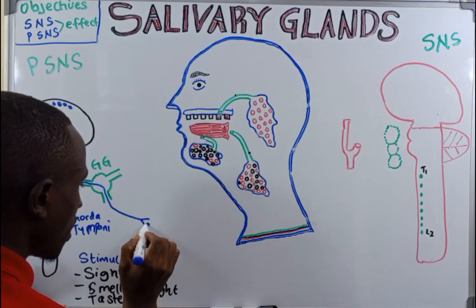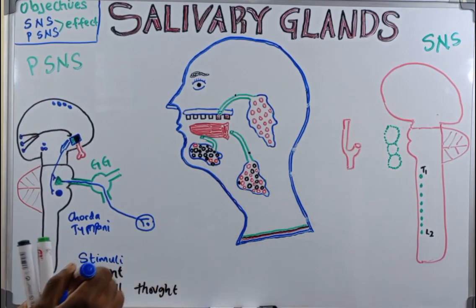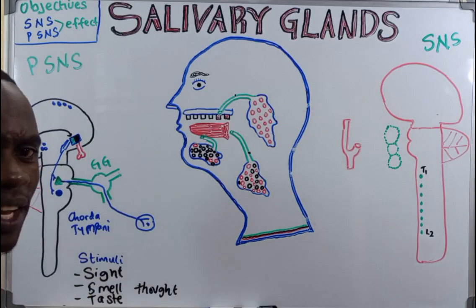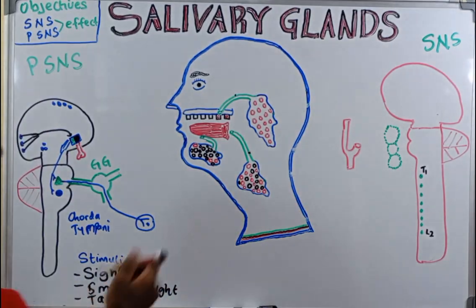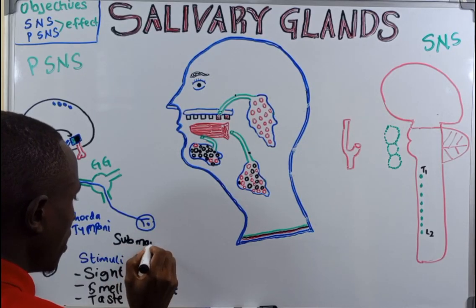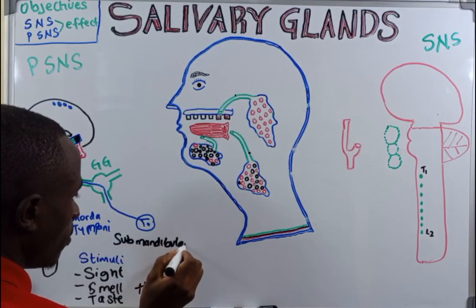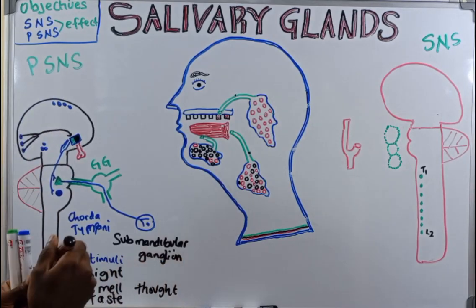Now, from there, these parasympathetic fibers will terminate at a certain ganglion. Do you know what we call this ganglion where these parasympathetic fibers are going to be terminating? This ganglion here is what we call the submandibular ganglion.